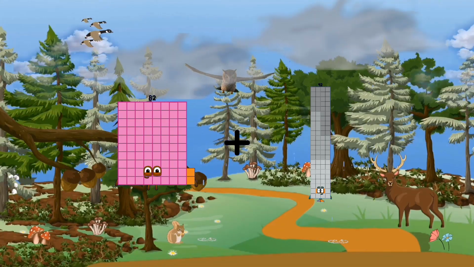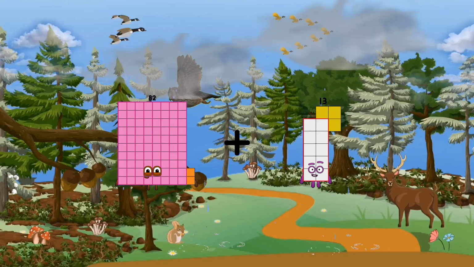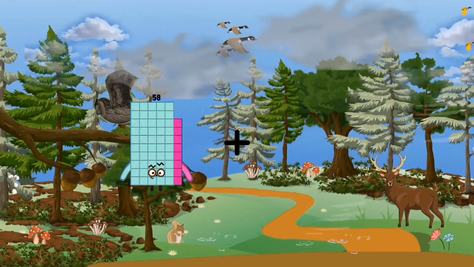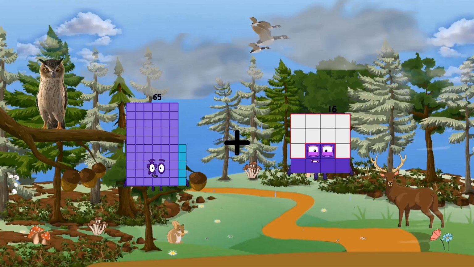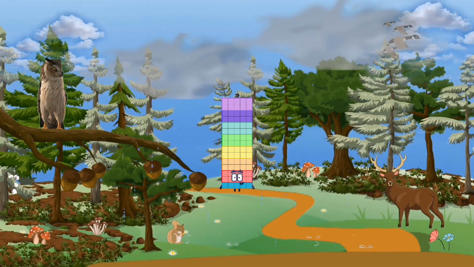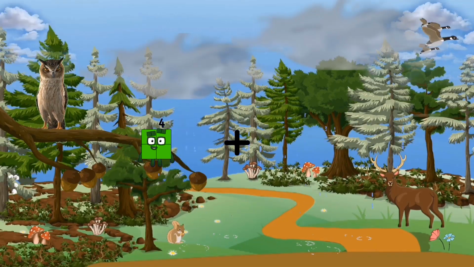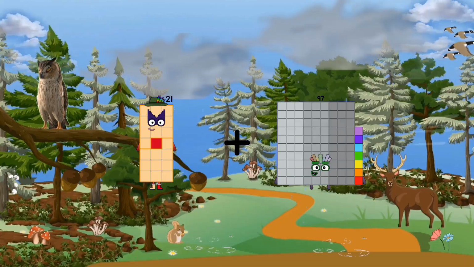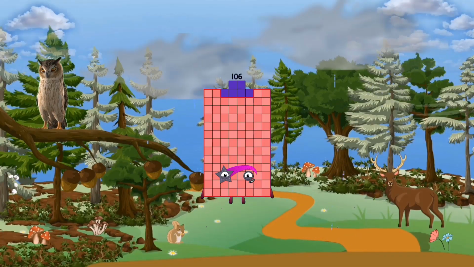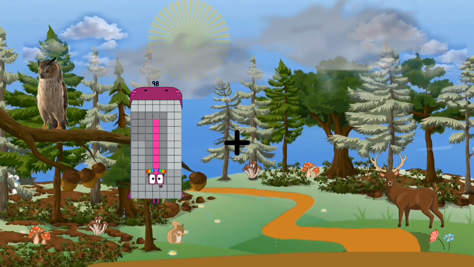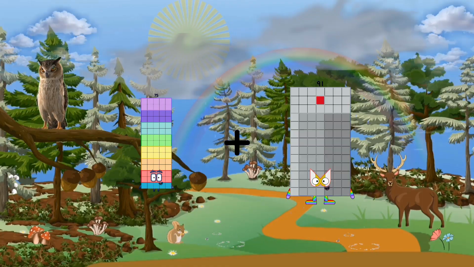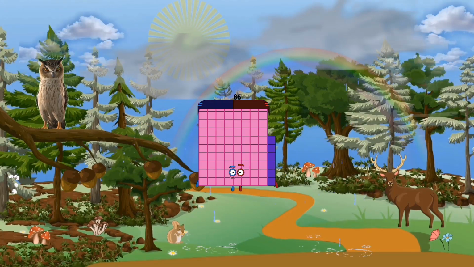82 plus 13 equals 95. 65 plus 10 equals 75. 21 plus 85 equals 106. 75 plus 11 equals 86.